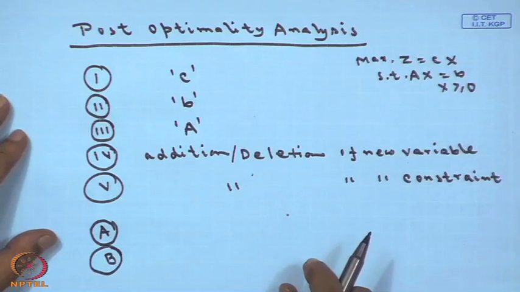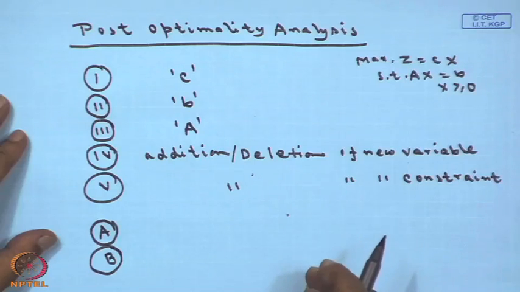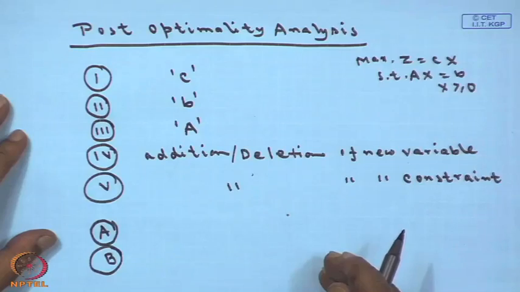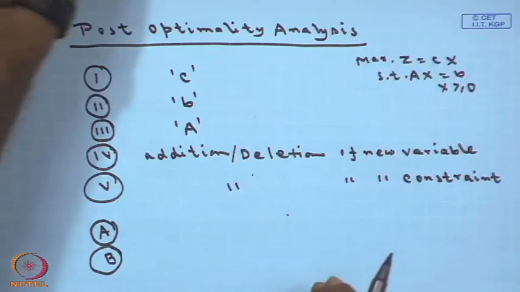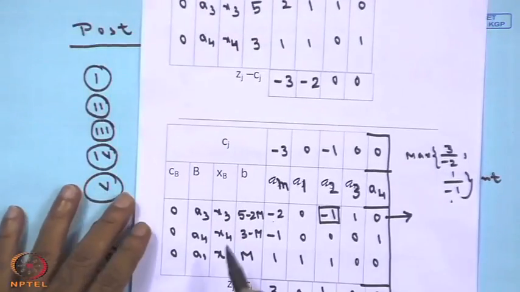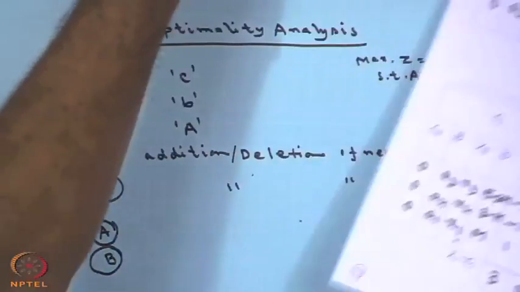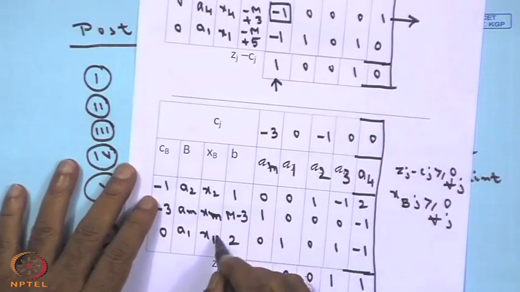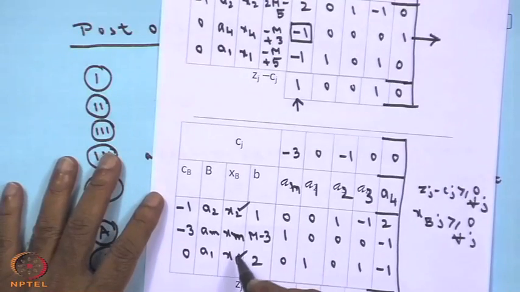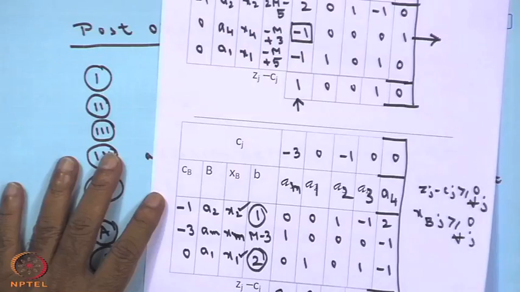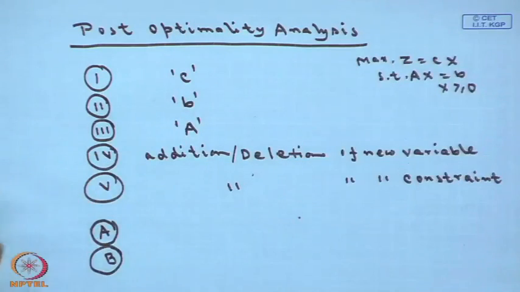The basic variables in the final table may remain the same, but the values of those basic variables will be changing. You have seen, say, in this final table, here x1 and x2 were the basic variables. So it may happen that the basic variables remain the same, they remain x1, x2, but their values may have changed. So if these values change, the value of the objective function will also change.